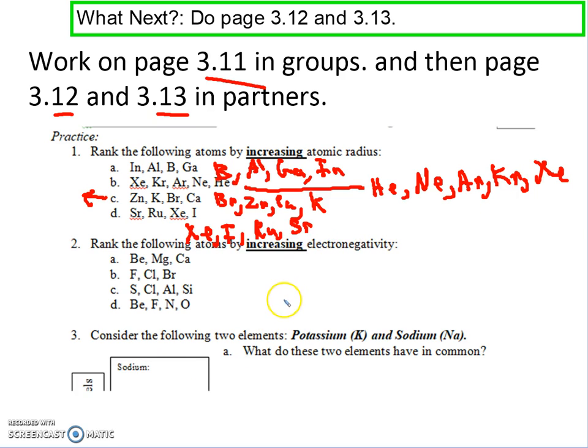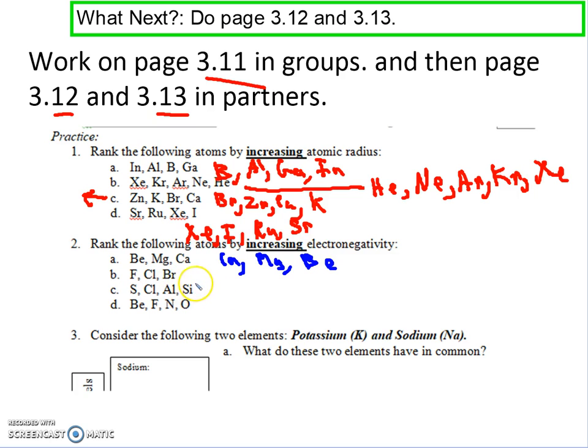Well, the patterns for electronegativity are just the opposite of atomic radius, so you only have to remember one, and then just remember how they're related. So beryllium, magnesium, calcium, these are all in the same group. So electronegativity increases as you go up. So we would go calcium, magnesium, beryllium.